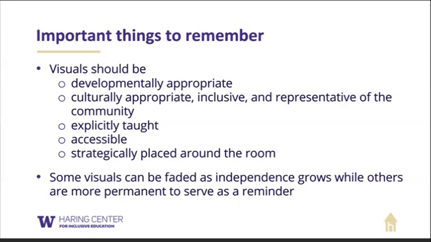Visuals should be accessible if they are expected to be moving around the classroom with a student. And if there is a fixed visual, then it should be easily seen by the student it is supporting. Visuals should be strategically placed around the room to support children's independence and engagement. And some visuals are meant to be faded as independence grows, while others are more permanent and serve as a general reminder within the classroom.